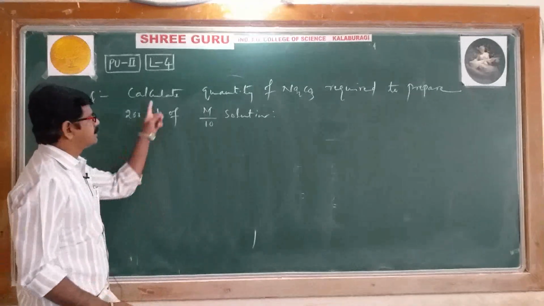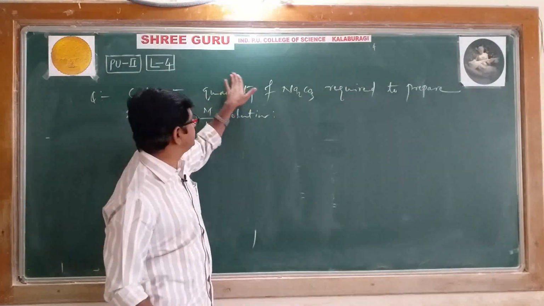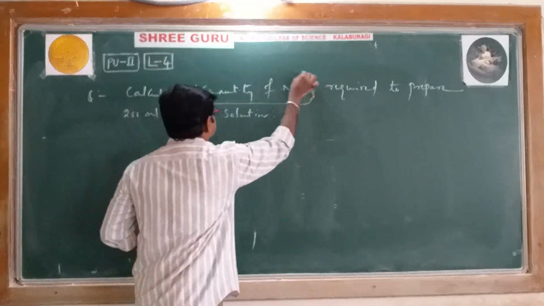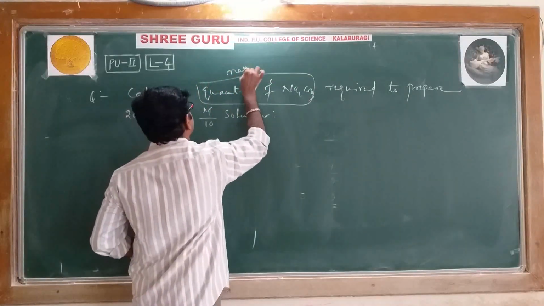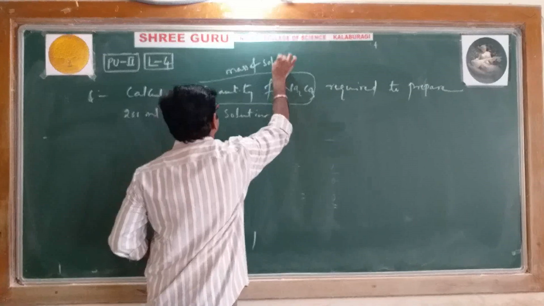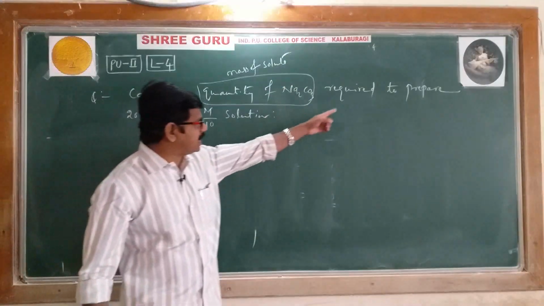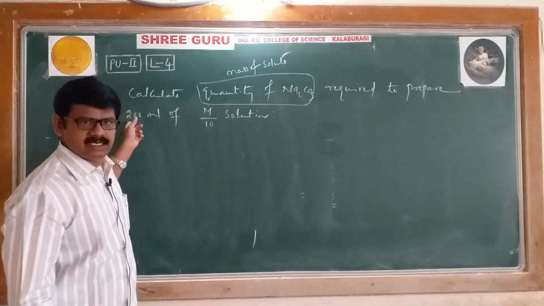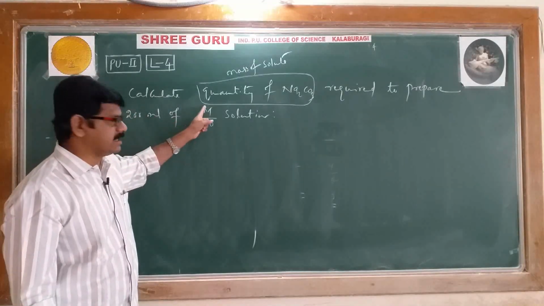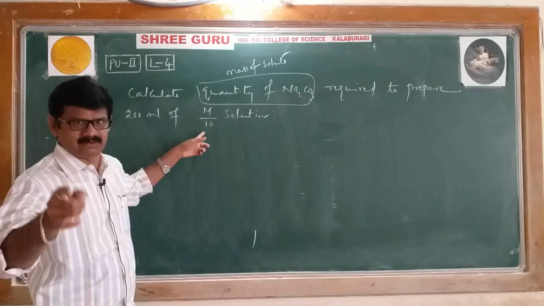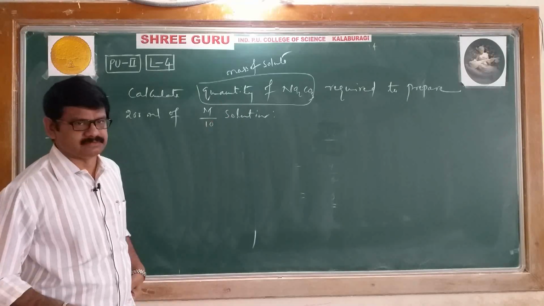What is being asked here? Calculate the quantity. Quantity is nothing but a mass. The mass of solute is being asked, nothing but the W2 value. And it is required to prepare 200 milliliters. The volume is given, and M/10, which is nothing but 1/10, the molarity is also given.